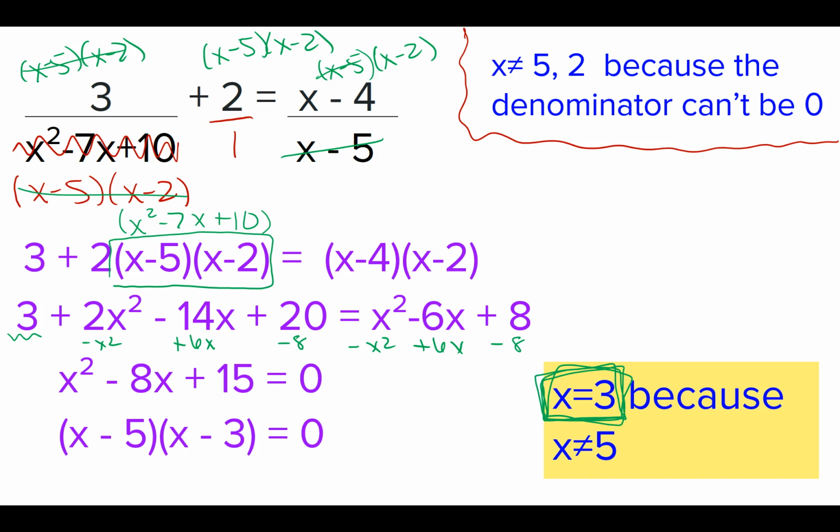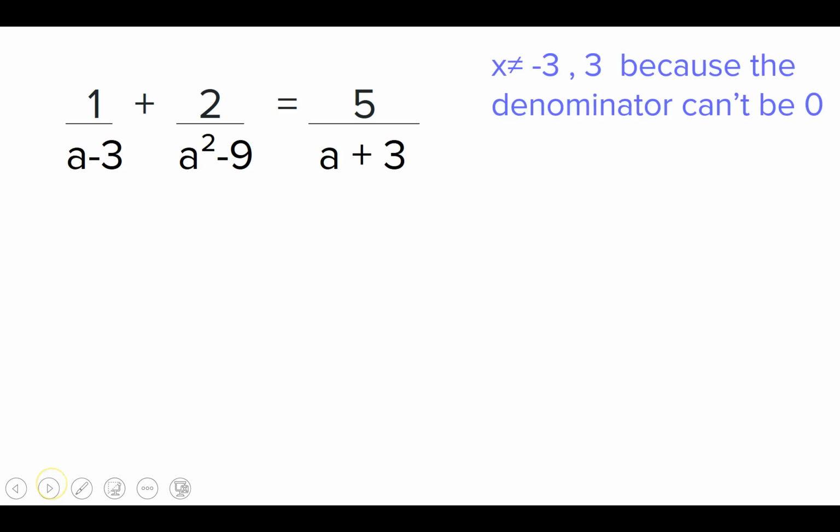We only have one more, correct? All right, how about you do it from start to finish? You got this last one. We have 1 over a minus 3 plus 2 over a squared minus 9 equals 5 over a plus 3. I'm going to push pause.